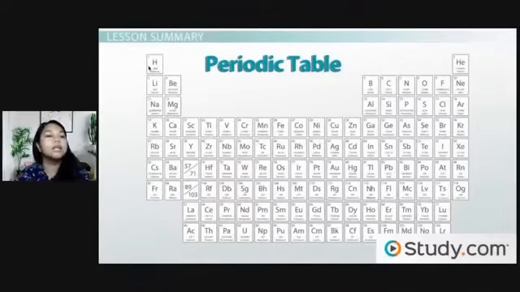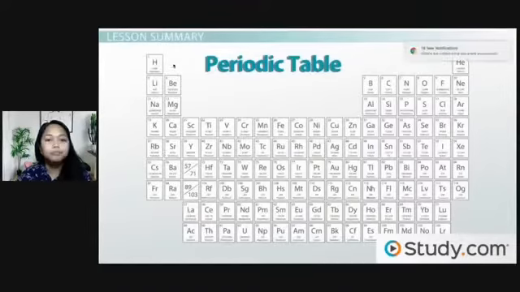Now, meron din tayong tinatawag na period. Meron din arrangement. Yung periodic table mo, makinig, na tinatawag nating period. So, yung periods naman, if your family or your group are the columns, ang period mo naman would be the rows. Okay, so this is period 1.